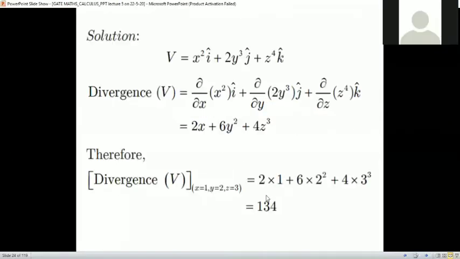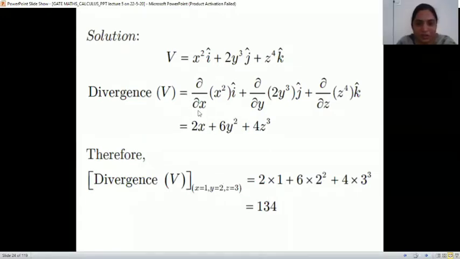It is 134. So the divergence is 2x plus 6y square plus 4z cube. Up to this I have shown you. Next, the divergence at this point, that x is 1, y is 2 and z is 3. And if we solve them, we'll get 134. So your answer is 134, not 120. Okay, next question.